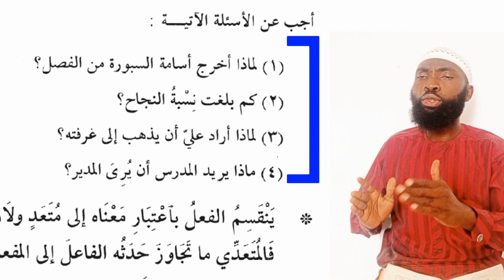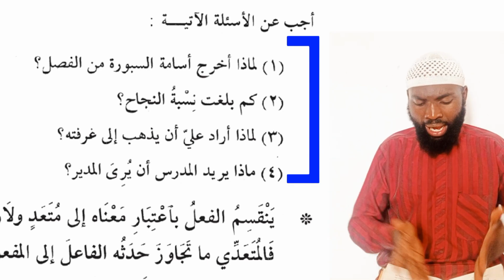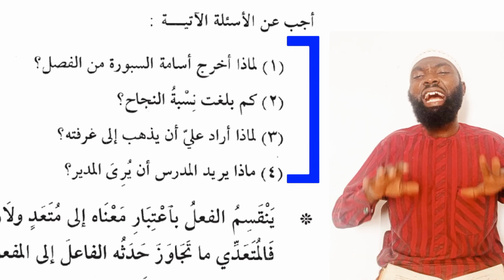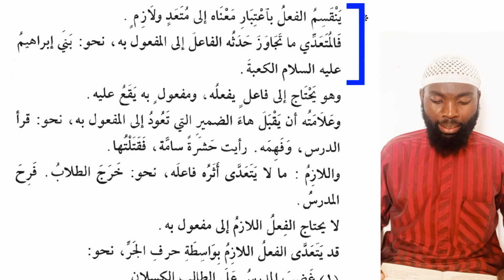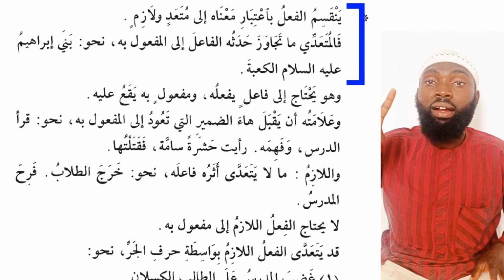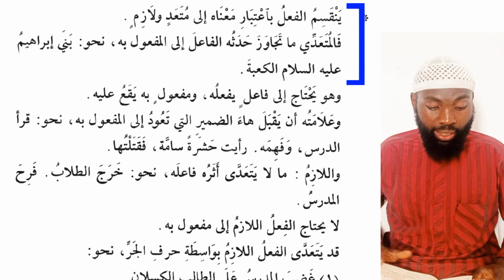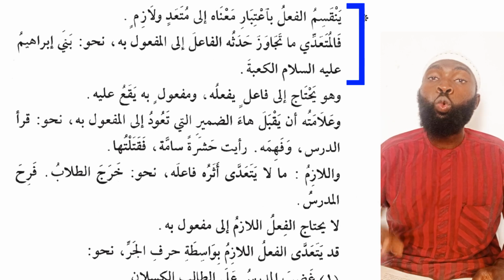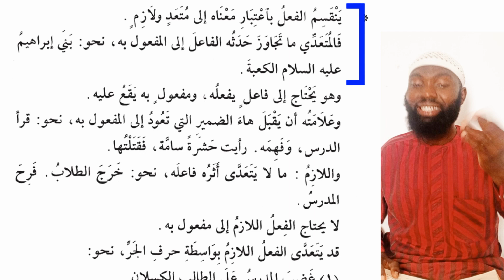Here we've been able to see how the words falling under transitive and intransitive are being used in sentences, but we are going to discuss deeply and widely this topic. Let's look at it. We have ينقسم الفعل باعتبار معناه إلى متعد ولازم. The verb, in terms of the meaning which every verb conveys, is divided into two. The first one is muta'addin, which means a transitive verb, while the second one is lazim, an intransitive verb.